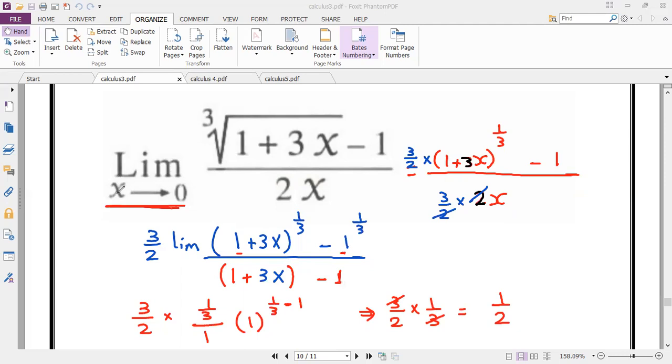If we multiply here by 3, because x tends to 0, we can multiply by 3 here and multiply by 3 here. So 3x tends to 0. 0 multiplied by 3 is 0. And add 1 here, plus 1 here. So add 1 at this side. So 1 plus 3x tends to 1. So this limit equals half.